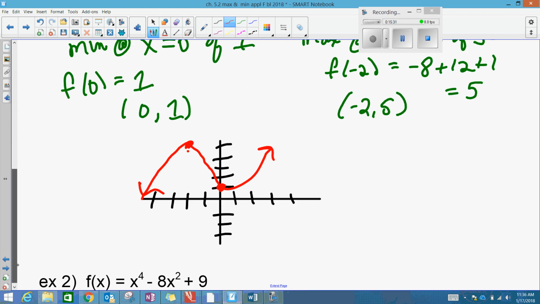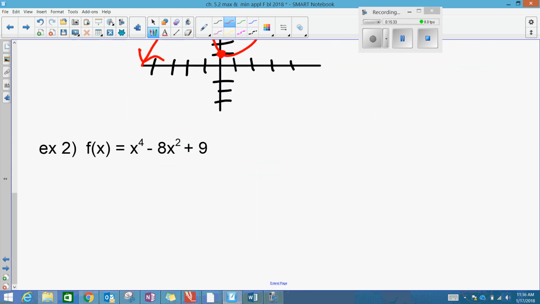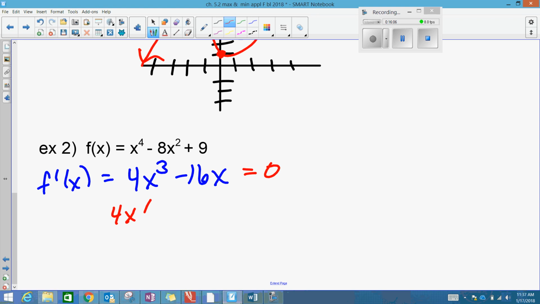Okay, so let's try another one. This one's a little bit different, a little bit more complicated, x to the 4th. So first thing we're going to do is take the derivative, and we get 4x to the 3rd minus 16x, and the 9 goes away. So again, this is a polynomial. There's no values that make the derivative undefined, so we don't have to worry about that. We just have to set it equal to 0 and solve. To solve it, we can take out the GCF. So we can take out a 4 and an x, and we're left with x squared minus 4.